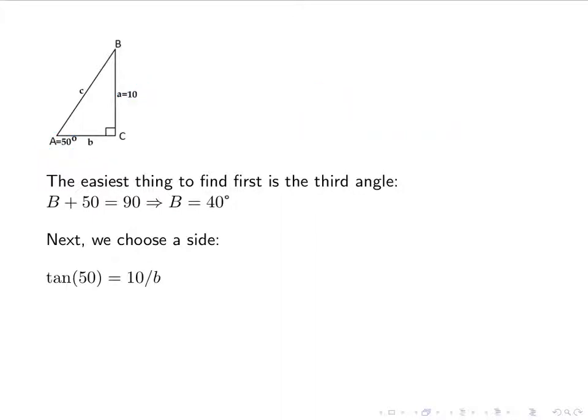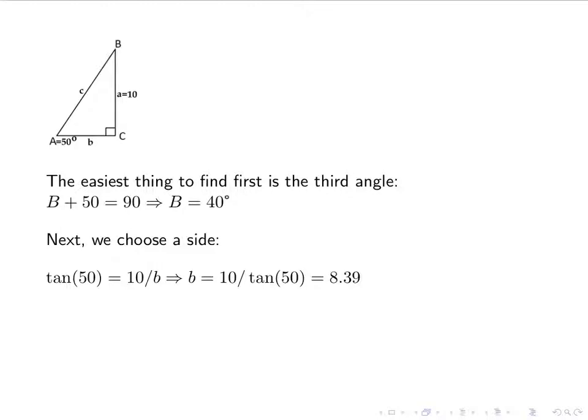So I'm going to plug in the numbers as well. Tangent of 50 equals opposite over adjacent, so 10 over B. Again, B is in the denominator, so just like with C in the previous example, I need to multiply B by both sides and then divide by tangent of 50. So B will be 10 over tangent of 50, which is 8.39.